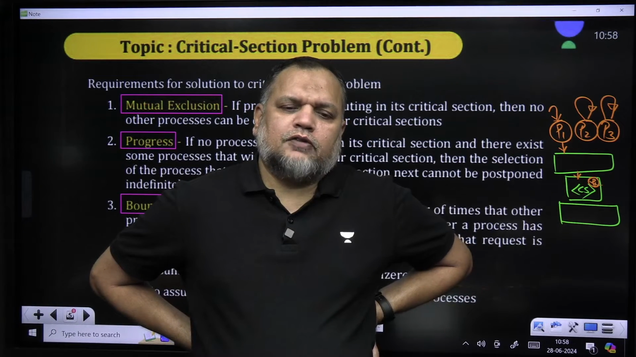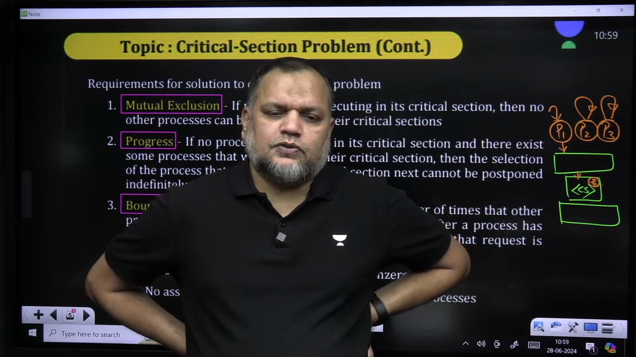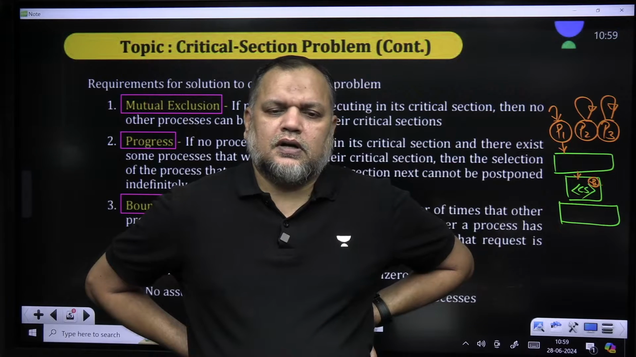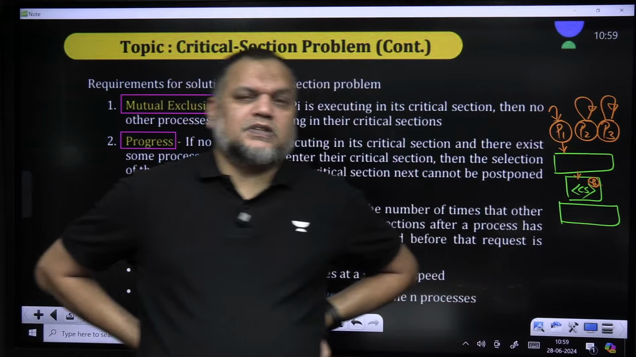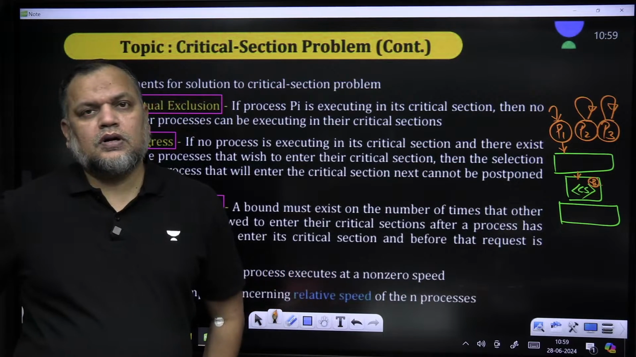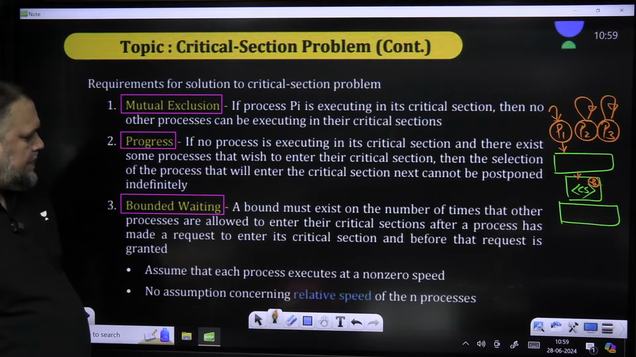Tanenbaum textbook के definitions of requirements काफी easy हैं in comparison to Galvin. I would request that's why to follow the Tanenbaum textbook for synchronization basics. Basics के लिए Tanenbaum textbook अच्छा है for the synchronization chapter. तो ये है bounded waiting.